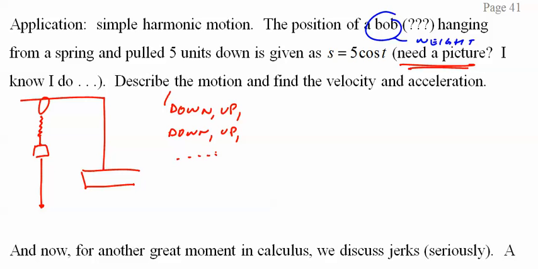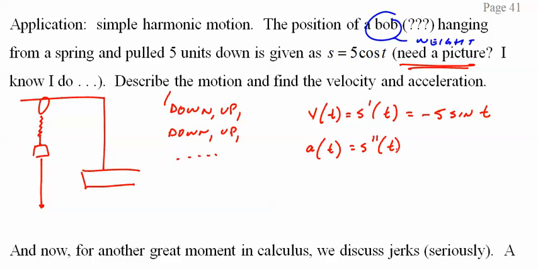Velocity is the derivative of position, which is negative 5 sine of t. Acceleration is the second derivative, which is negative 5 cosine of t. And you'll notice that we can go on with that forever and ever. Yeah, that's about it.